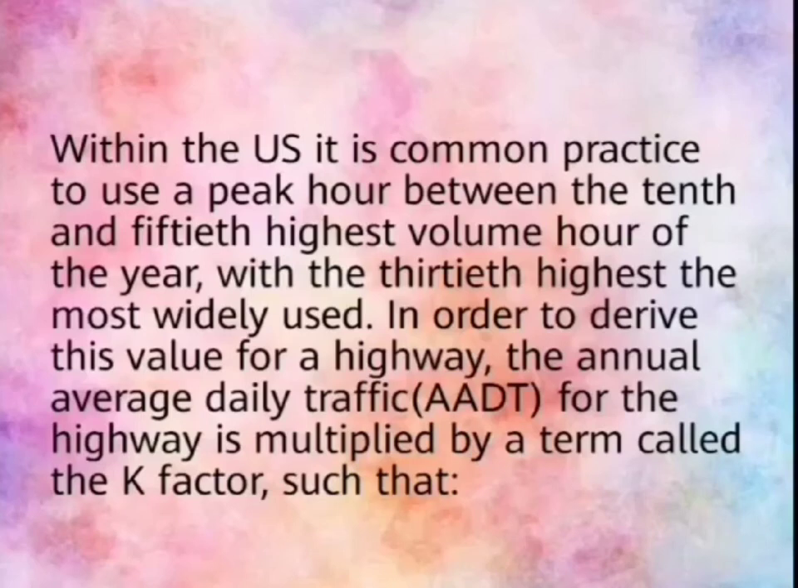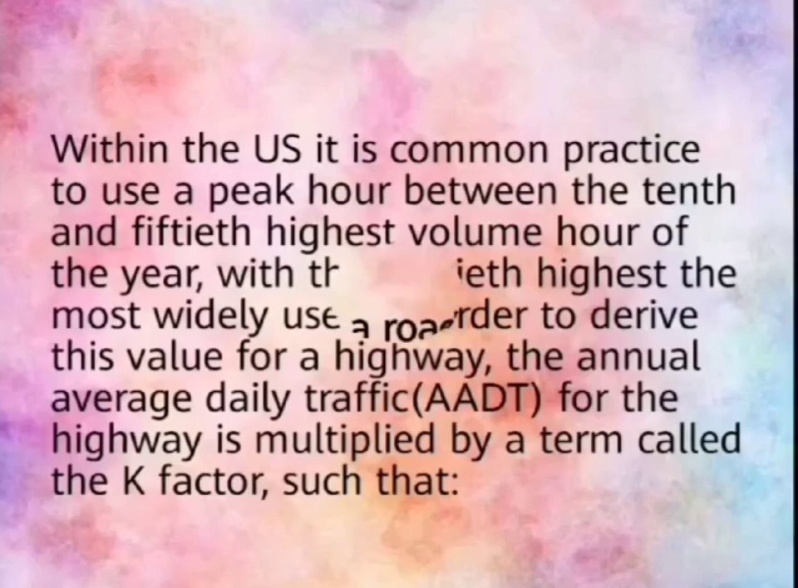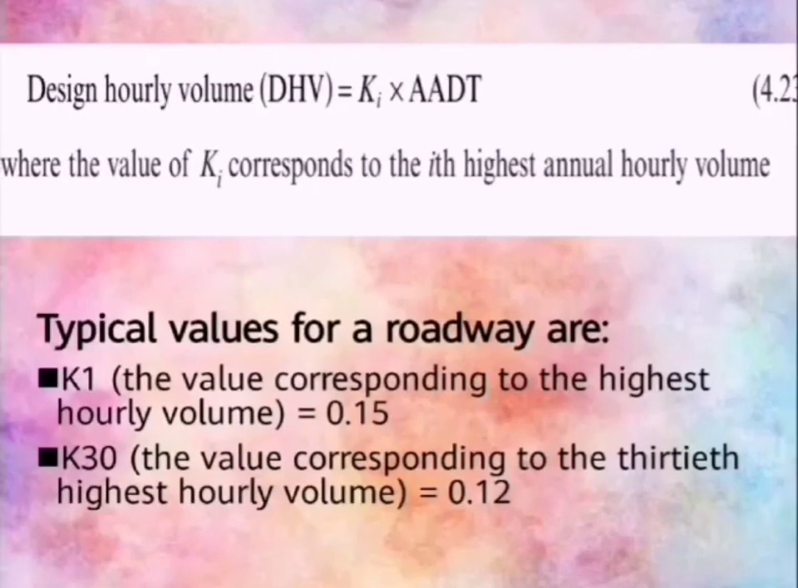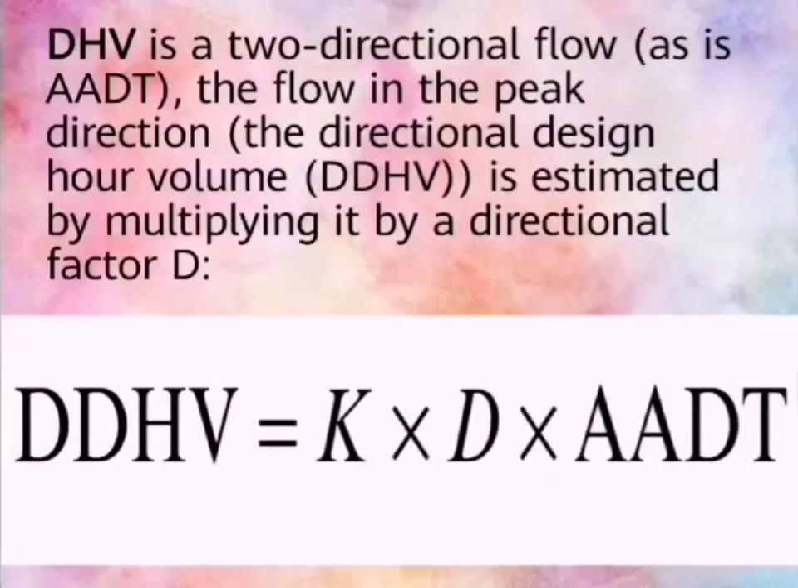In order to derive this value for a highway, the annual average daily traffic for the highway is multiplied by a term called the K factor, where the value of K sub i corresponds to the highest annual hourly volume. Typical values for roadways are K1, the value corresponding to the highest hourly volume, equal to 0.15, and K30 equal to 0.12. DHV is two-directional flow. The flow in the peak direction is estimated by multiplying it by a directional factor D.